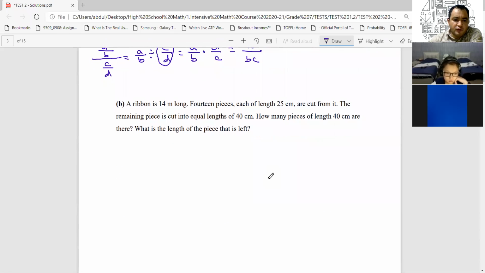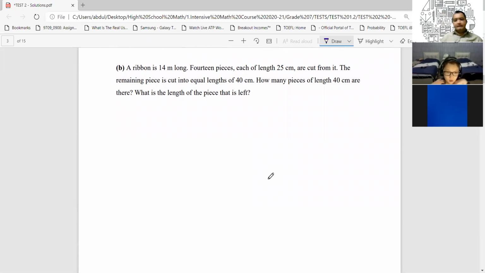All right, Adilhan, can you read question B? A ribbon is 14 meters long. 14 pieces each of length 25 centimeters are cut from it. The remaining piece is cut into equal length of 40 centimeters. How many pieces of length 40 centimeters are there? What is the length of the piece that is left? Okay, did you understand the question? Yes. What is the first step we should do here, Adilhan?